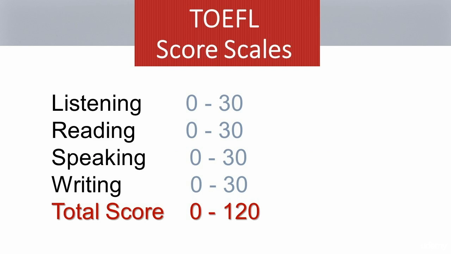Scores from the TOEFL iBT test provide information about performance in the 4 skill areas, which are listening, 0 to 30 scores, reading, 0 to 30, speaking, 0 to 30, and writing, also from 0 to 30 points. Total score would be between 0 to 120. So the total score is the sum of the 4 skill scores.